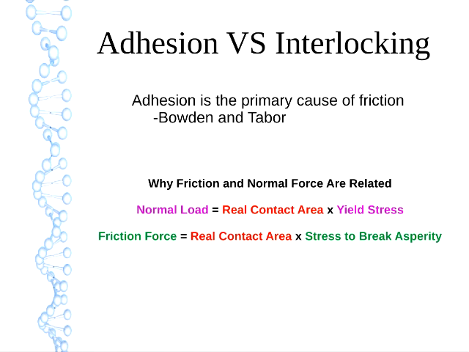And this is one of the arguments that Bowden and Tabor used. So normal force is equal to the real contact area multiplied by the yield stress. The friction force is equal to the real contact area multiplied by the stress to break an asperity apart, to break apart that asperity area. So that is why they are related.